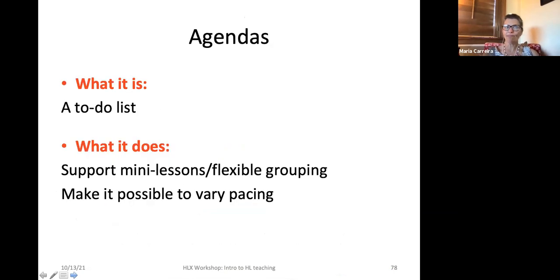Here is another reason besides supporting mini lessons and flexible grouping. Agendas are great because they make it possible to vary pacing. And I'm going to give you an example from real life.